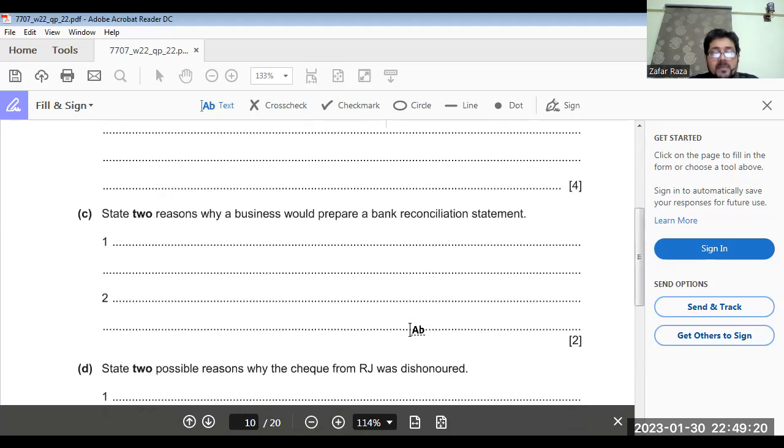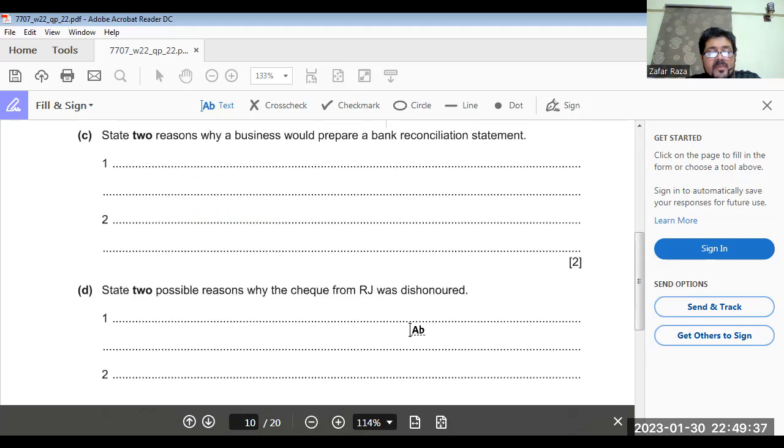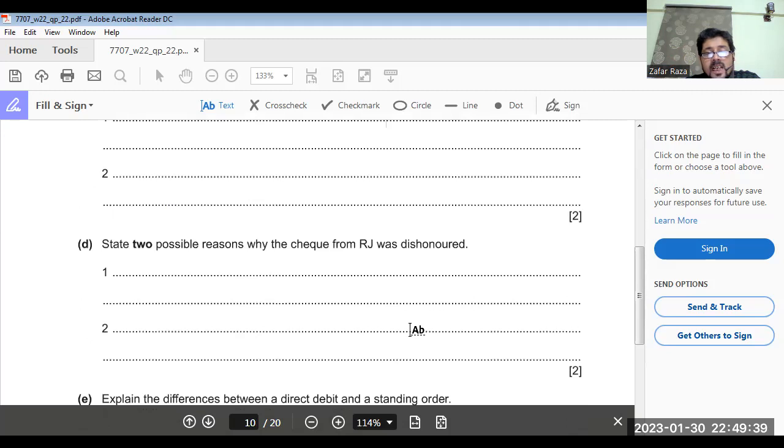Why do we prepare a bank reconciliation statement? Most of the statements we prepare in accounting are just to avoid errors. One reason is to avoid errors. Or there are certain items which are recorded by the bank but not recorded by us, and there are certain items which are recorded by us but not recorded by the bank. So we make a bank reconciliation.